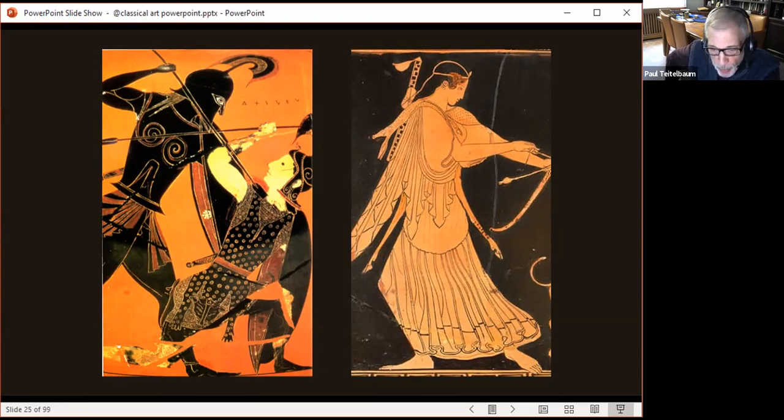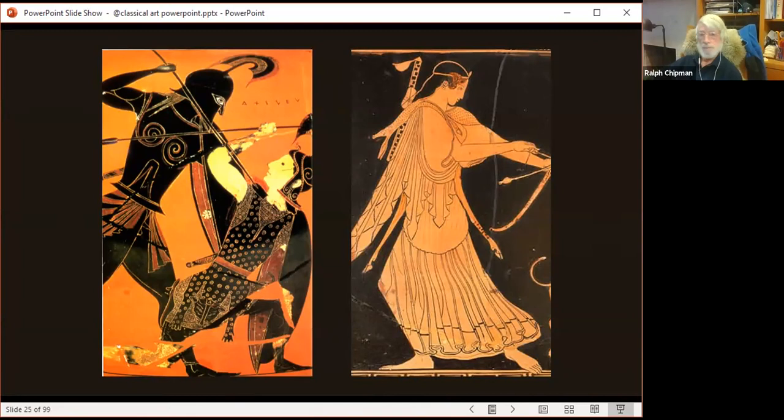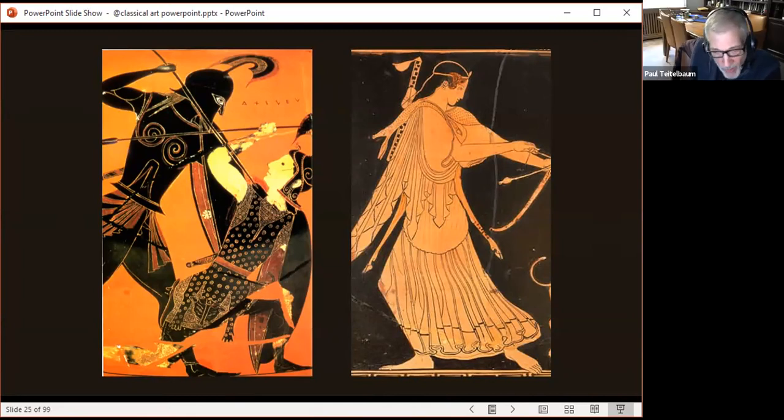Her posture is plausible and naturalistic, and she creates an illusion of three-dimensionality that the black figure does not. And we see lightness and grace, which the black figure is not very good at. It's as if Artemis is dancing, and there's the delicacy of her face. So perhaps black figure masters could have achieved some of this, but they basically did not attempt it.